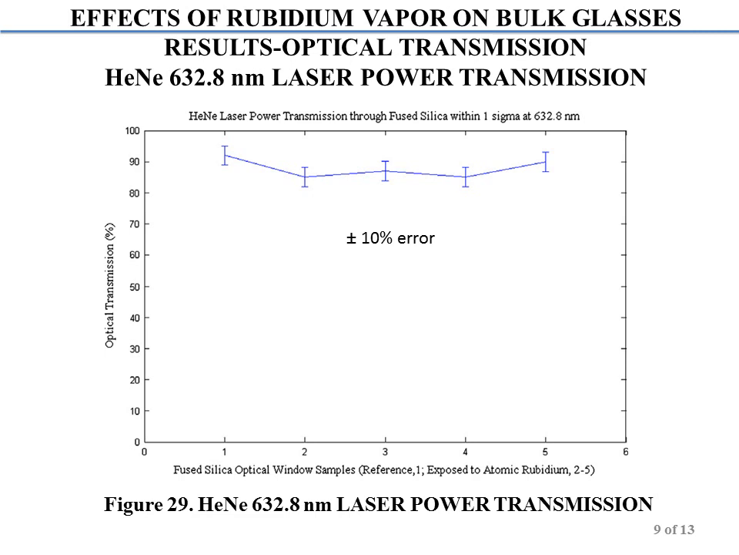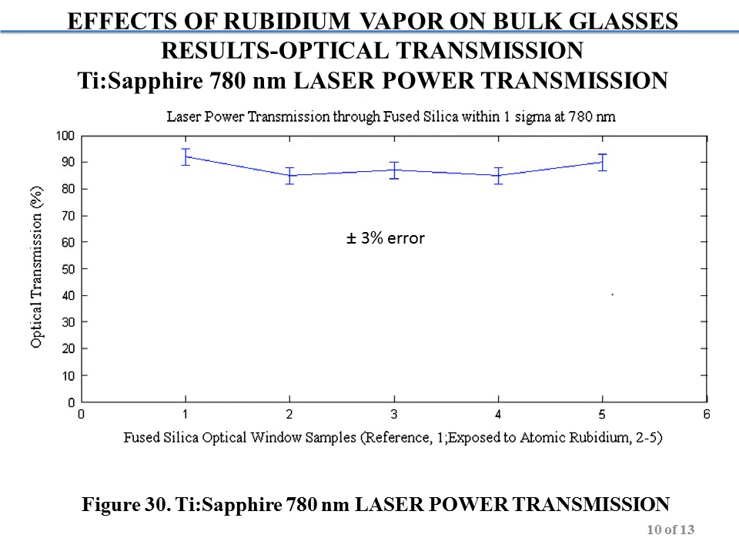The next slide shows the optical power transmission of the Ti:Sapphire 780 nanometer probing laser. The measurements are within plus or minus 3%. Slightly over 90% for the reference sample, followed by a drop to over 80% due to exposure to the atomic rubidium, and the measurements are within one standard deviation of the mean.